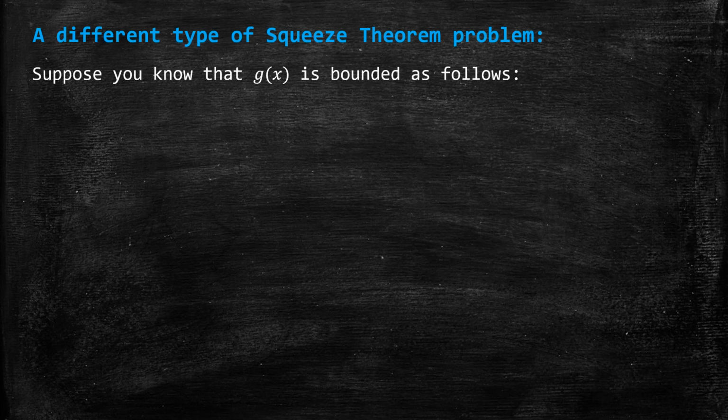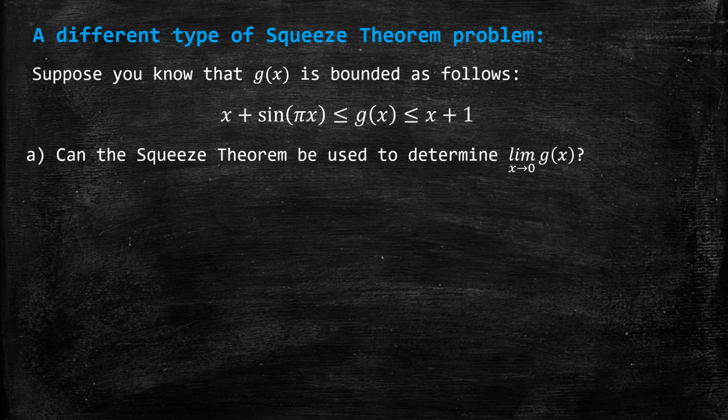So here you are told that the function g of x is bounded as follows. We don't know what the actual equation of g of x is, but we have enough information. We know between the two functions between which it's bounded. And the question is, can the squeeze theorem be used to determine the limit as x goes to 0 of g of x?